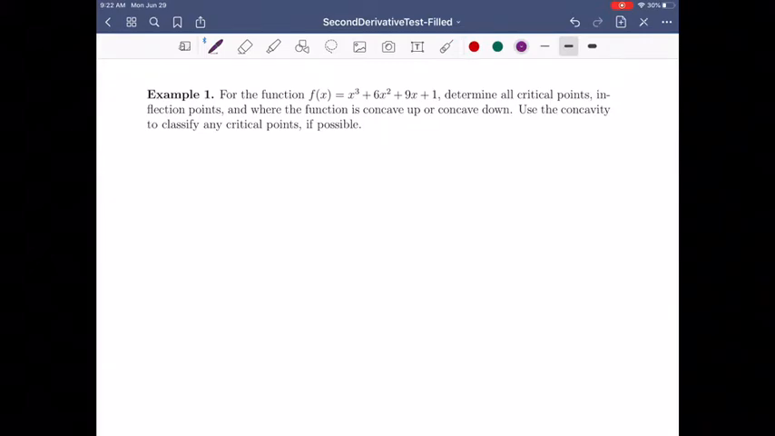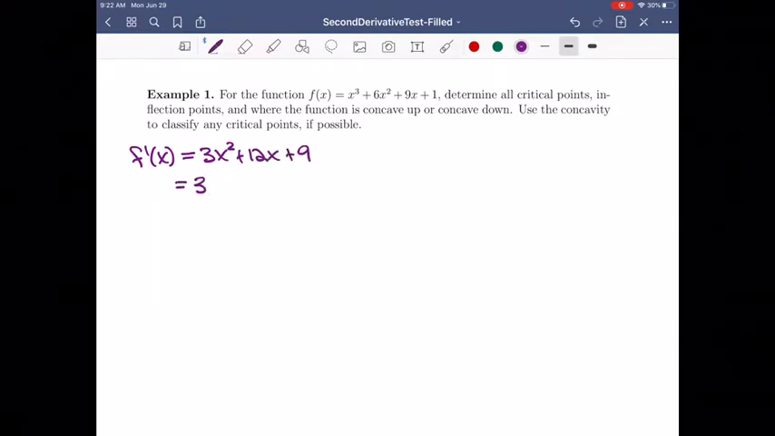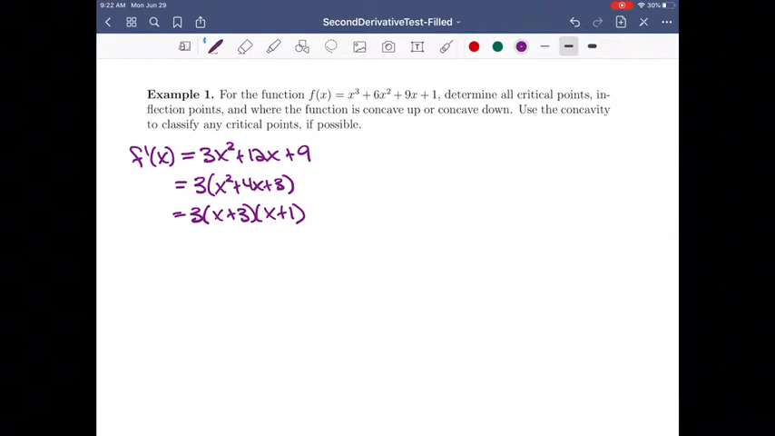To find the critical numbers, we want to take the first derivative. That's going to be 3x squared plus 12x plus 9, which is 3 times x squared plus 4x plus 3, which then factors as x plus 3 times x plus 1. So that's our first derivative.